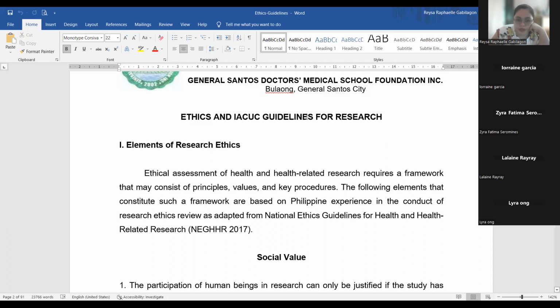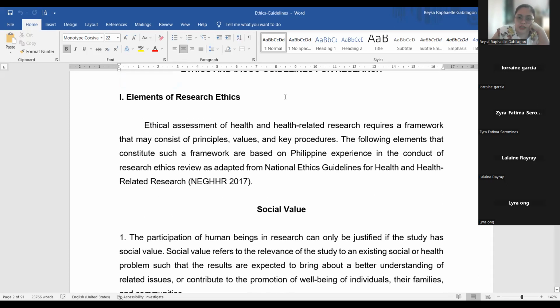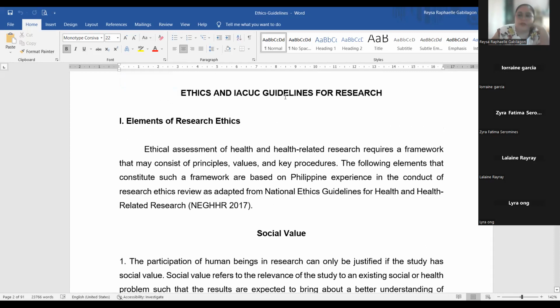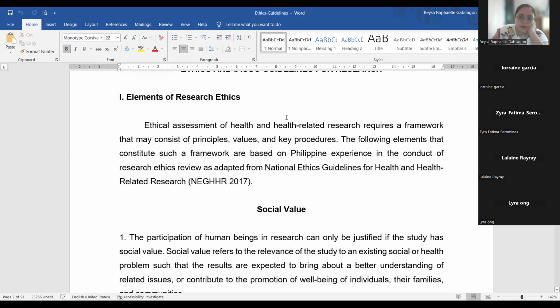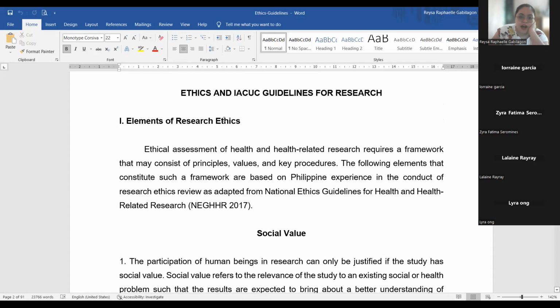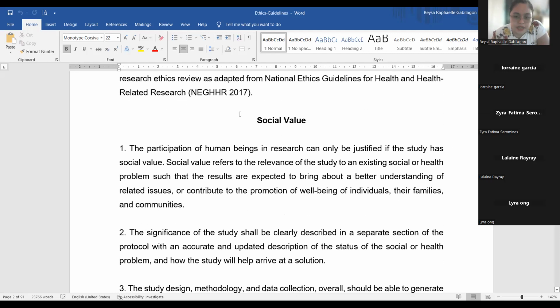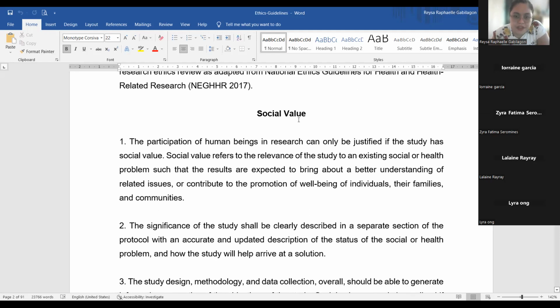Okay? Pagkatapos niyan, you have to include, class, and determine one by one these elements. So, ito, elements of the research ethics, hindi necessarily na everything will be included in your paper. It will be you who will identify which of these elements are needed to be considered in your study. So we have your social value.